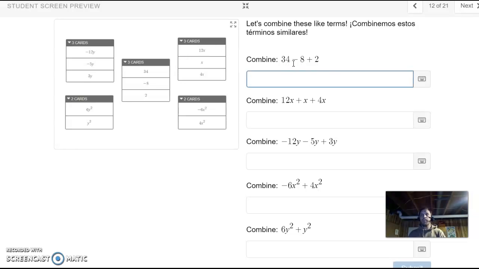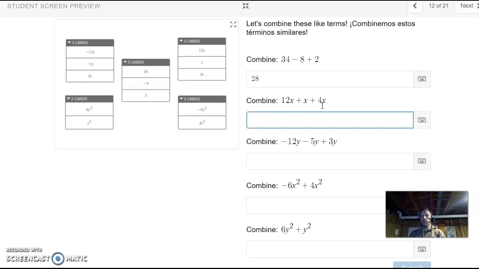So 34 minus 8 plus 2. Okay, how does that go? Well, I like to do the 34 and the 2 to get 36. 36 minus 8 gives us 28. 12x and 4x and x, that's 16 plus 1x is 17x.